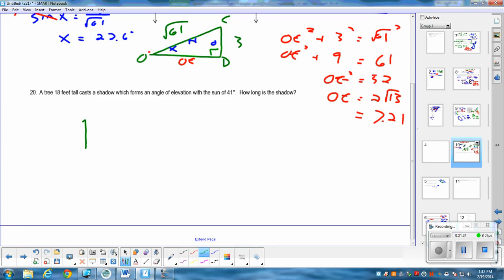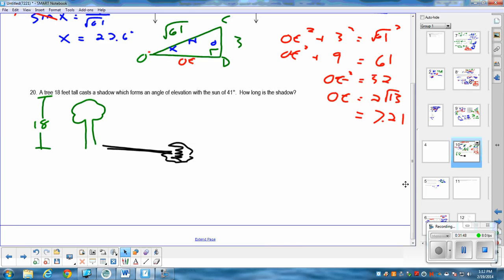We have a tree. The tree is 18 feet tall. It casts a shadow. The shadow of the tree is what we would like to know. And the angle of elevation of the sun, angle of elevation always coming from the horizontal, is 41 degrees.